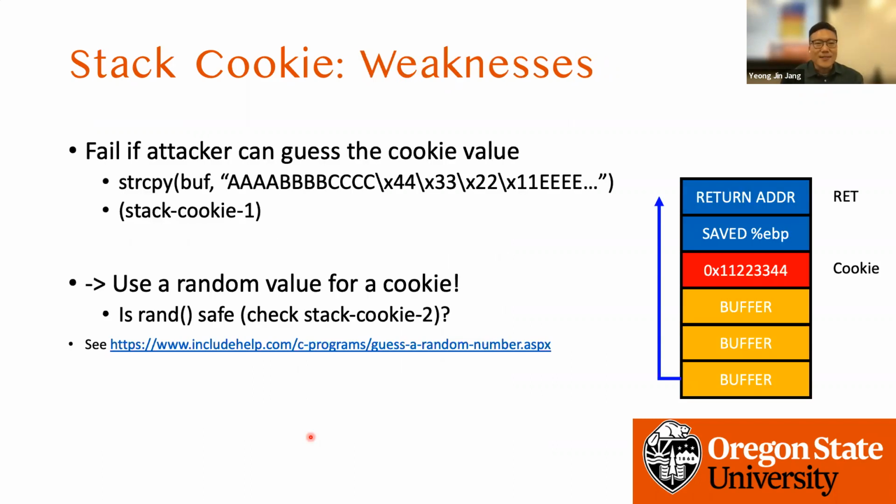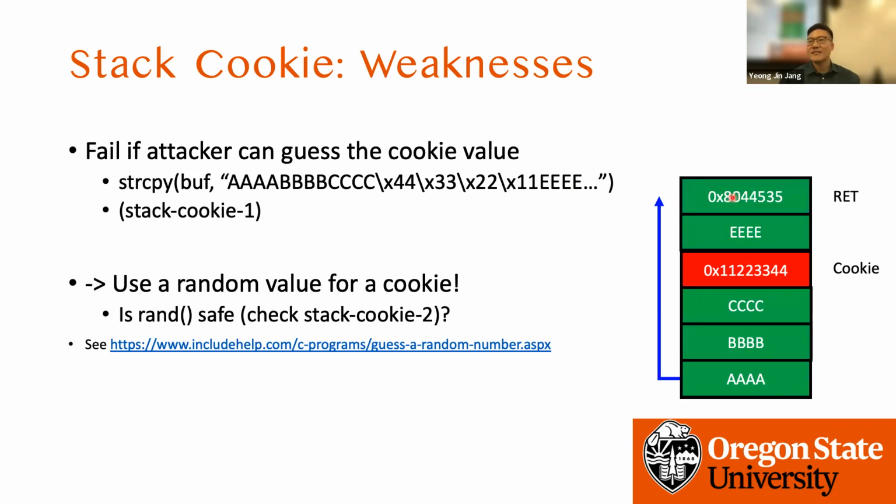So let's start with this, the weakness of the stack cookie. For stack cookie 1, I just put a fixed cookie value. Then what you need to do is read the disassembly and get the value. Then when you overwrite the buffer, put the same value back here, overwrite EBP, and then the return address. Then the comparison will pass, and your attack will succeed. So the lesson is that a simple defense can be easily defeated.